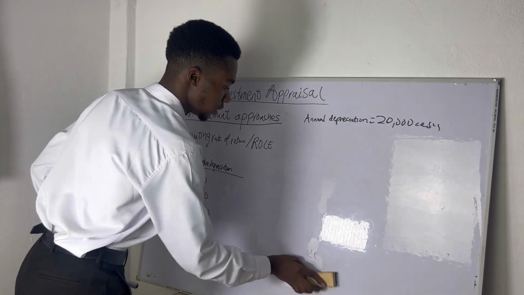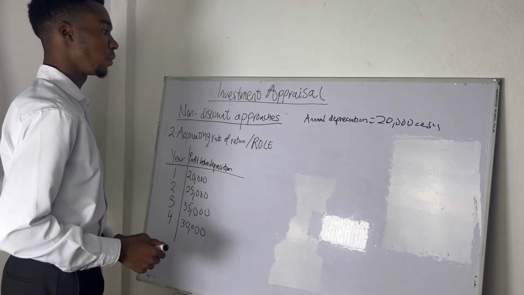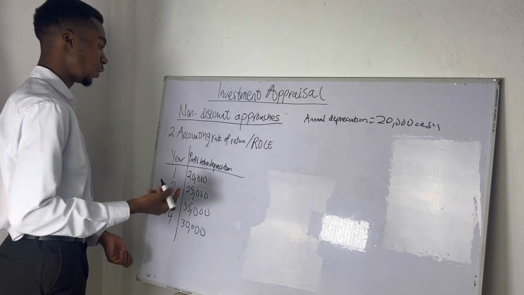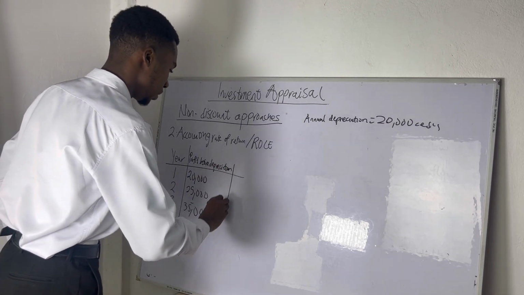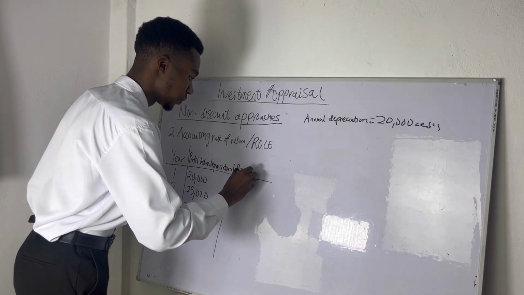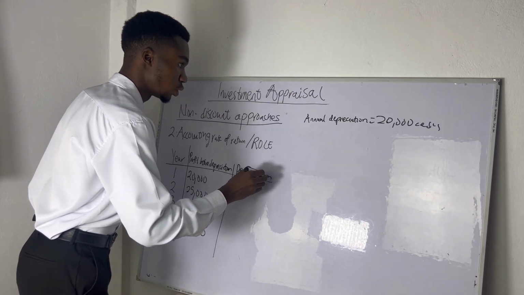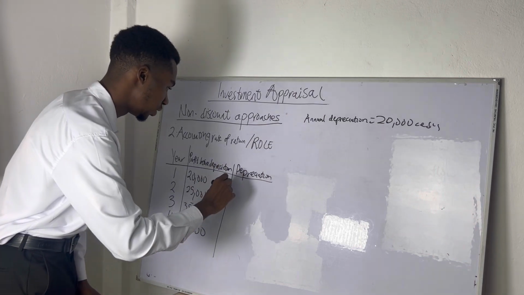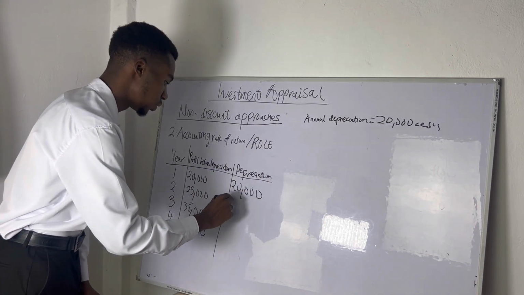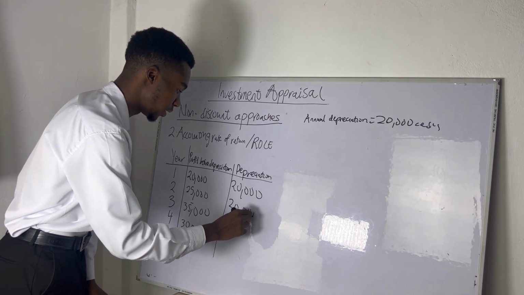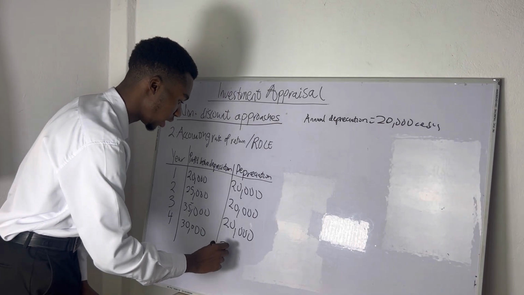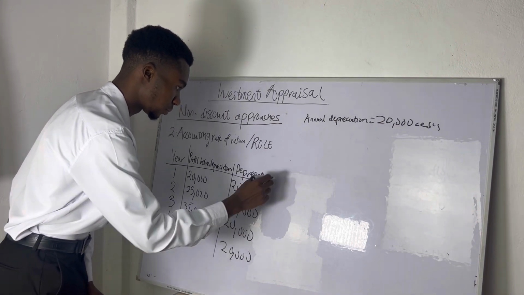So the annual depreciation is 20,000 cedis. Now since we have the profit before depreciation, we can just subtract the depreciation from the profits before depreciation. So the depreciation every year is 20,000 cedis. Year 1 is going to be 20,000 cedis, year 2 is going to be 20,000 cedis. So it's constant for every year. Then year 3 is also going to be 20,000 cedis, then year 4 as well, 20,000 cedis.